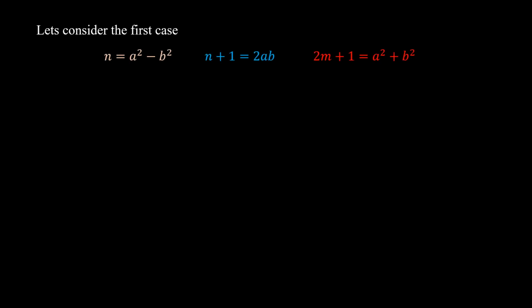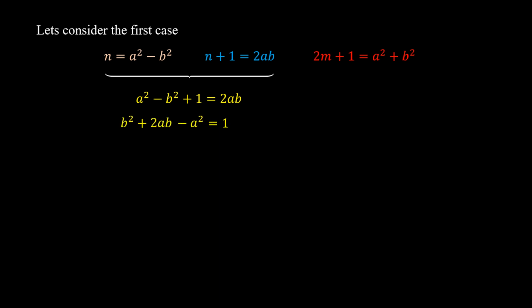Now, let's consider the first case. From these two equations, we can eliminate the variable n. So we have a squared minus b squared plus 1 equals ab. After I saw this equation, the second idea that came to my mind was to convert these equations into Pell's equations. So I collect all the variables on the same side, then add a squared minus a squared. So we have these equations, which are Pell's equations.